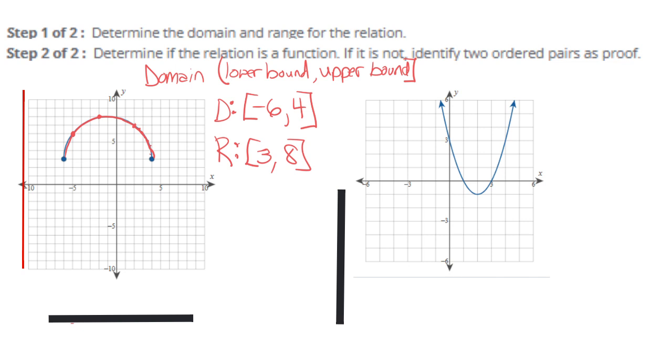Okay, the second part is to determine if it's a function. I take my vertical line and I'm running it through here to see, does it ever hit this vertical line more than once?